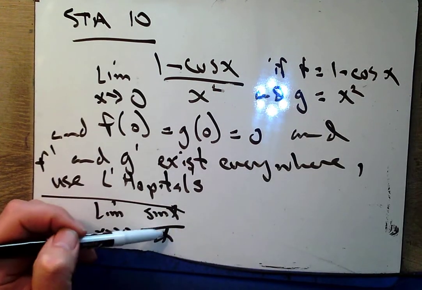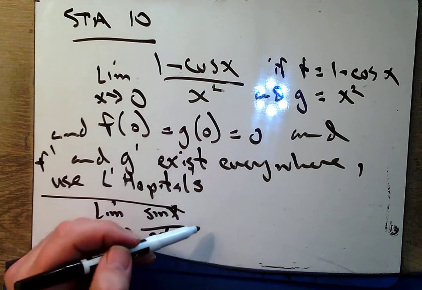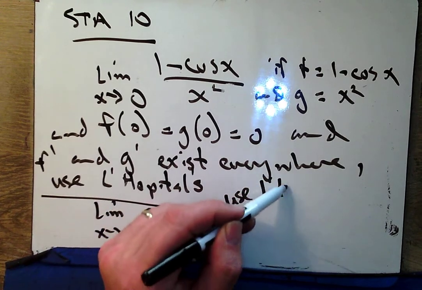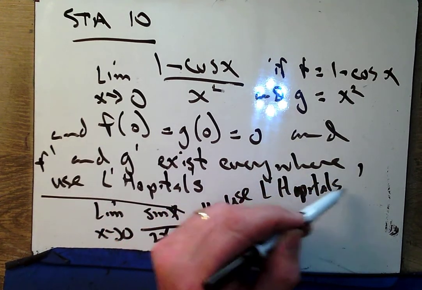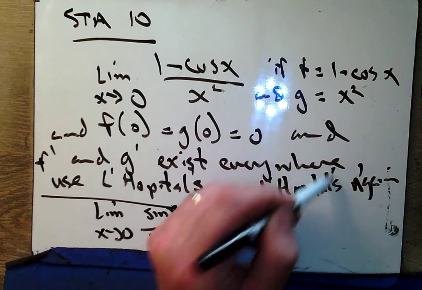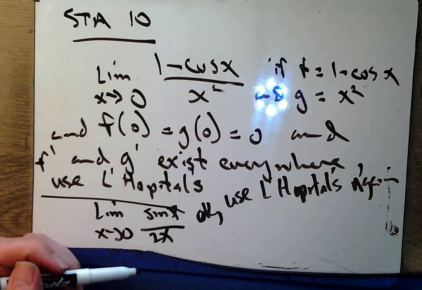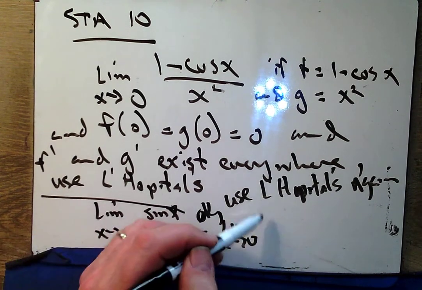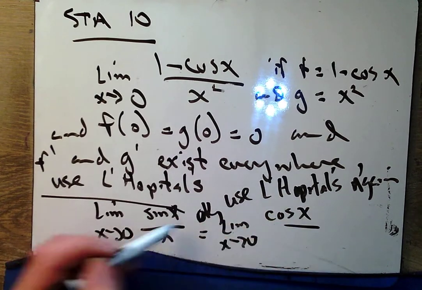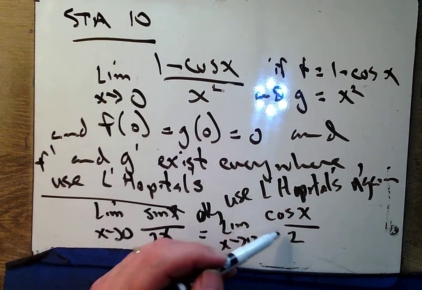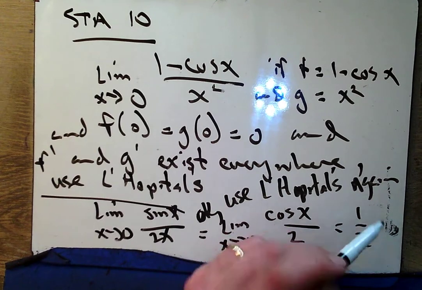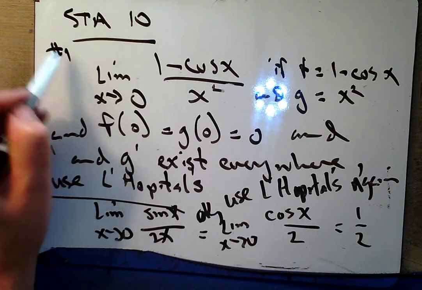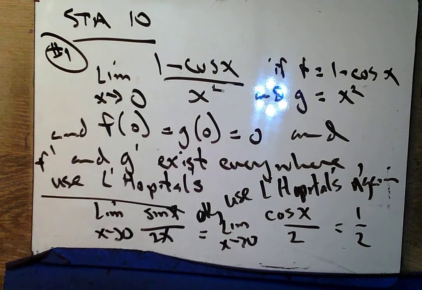But if I plug in a 0 on top and bottom, I still end up with 0 again. So, whoops. Okay. Here's L'Hopital's again. So I use L'Hopital's rule, and now I have the limit as x heads to 0. The derivative of sine is cosine, and the derivative here is 2. I plug in a 0, cosine of 0 is 1. So I get 1/2. Problem number 1 on station 10, that limit is equal to 1/2.